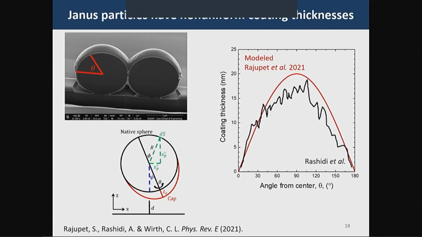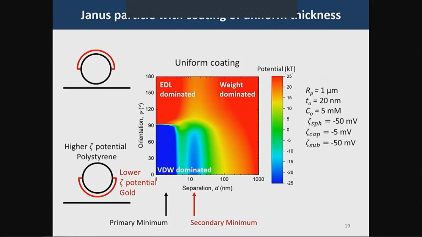It's kind of complicated to see, especially on this screen. But if you want to look, you can look at the PRE. Okay, so we start by looking at the base case, which is the heavy cap with uniform thickness. So this is the potential energy landscape. On the y-axis is the orientation, where at the top the cap is up, at the bottom the cap is down. And then on the x-axis, separation distance.